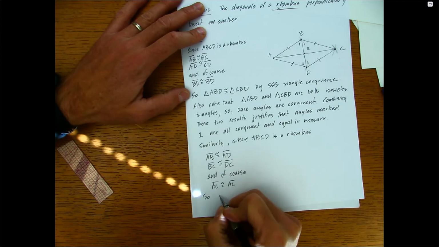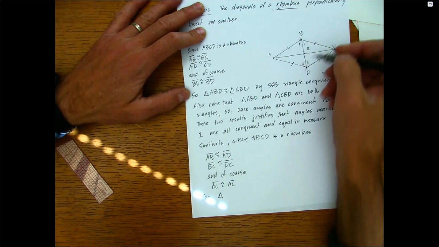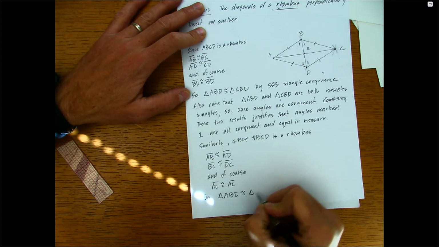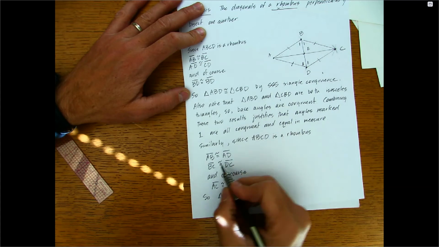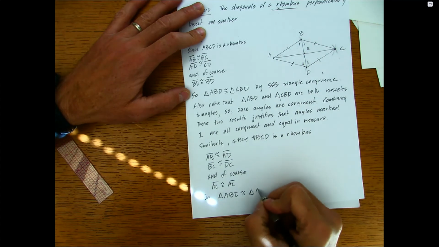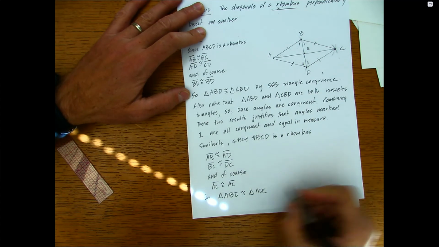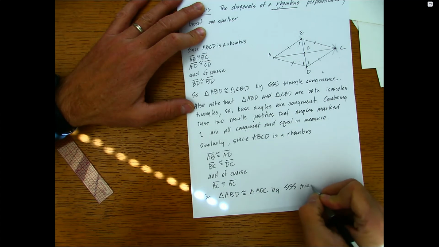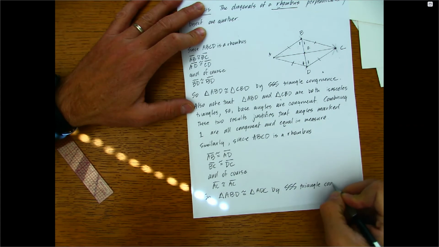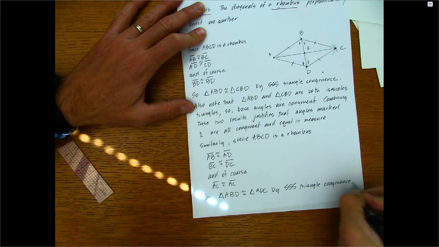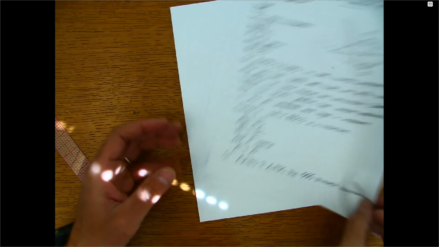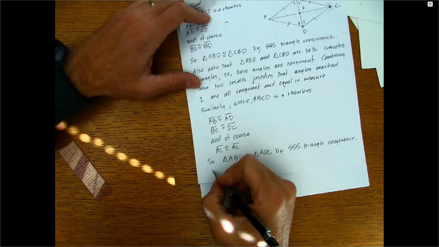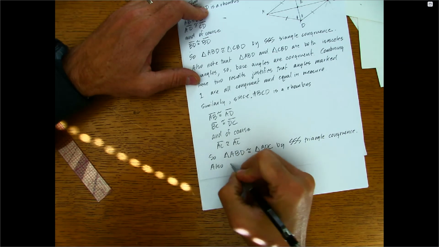So what does that mean? So that means that triangle ABD must be congruent to triangle ADC, let's see, by side, side, side triangle congruence. Okay. And they also are isosceles triangles, so I'll say the same thing here also.